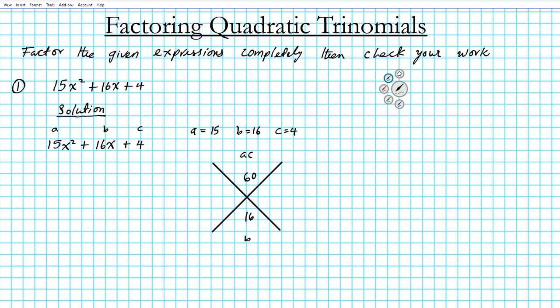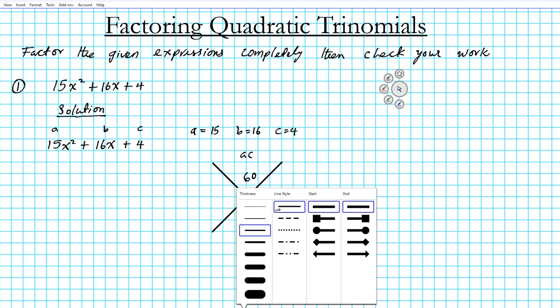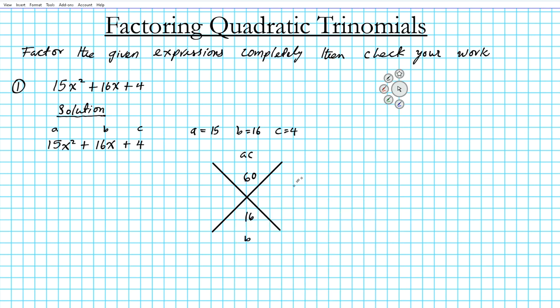Now we need to think about 2 integers that multiply to give you 60 and add or subtract to give you 16. Some of you might be able to come up with it quickly, but let's make use of our t-charts to assist us in coming up with the numbers. You place AC, 60, on the top, and then we're going to write down all the integers that multiply to yield 60. So 1 times 60 is 60.